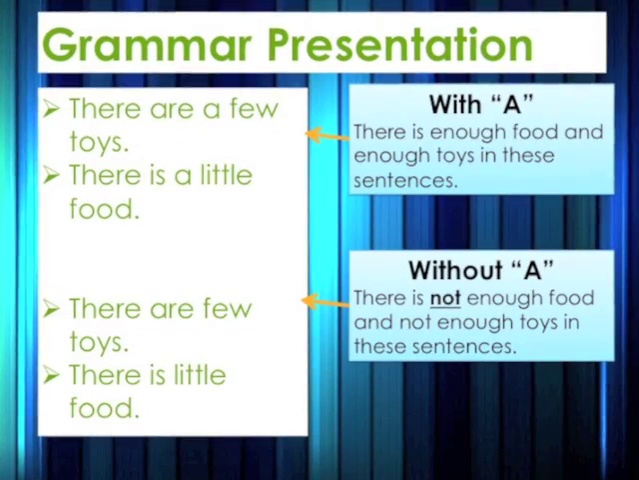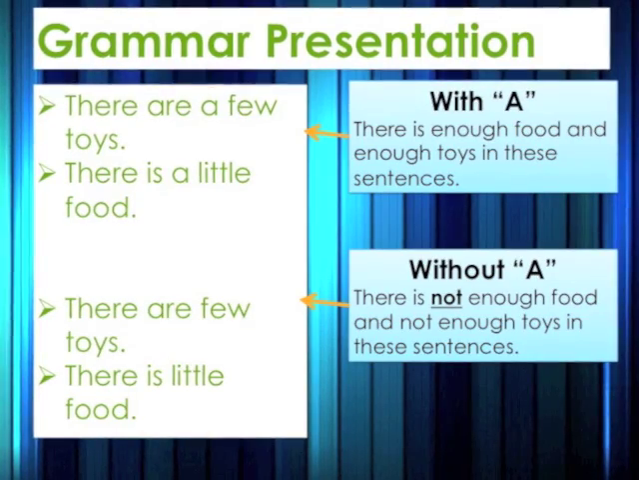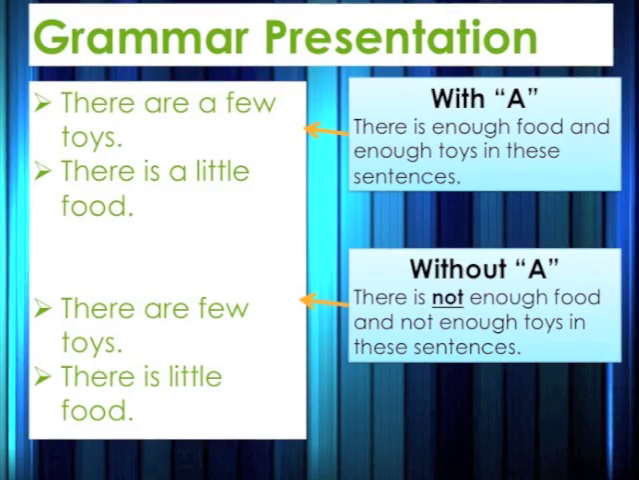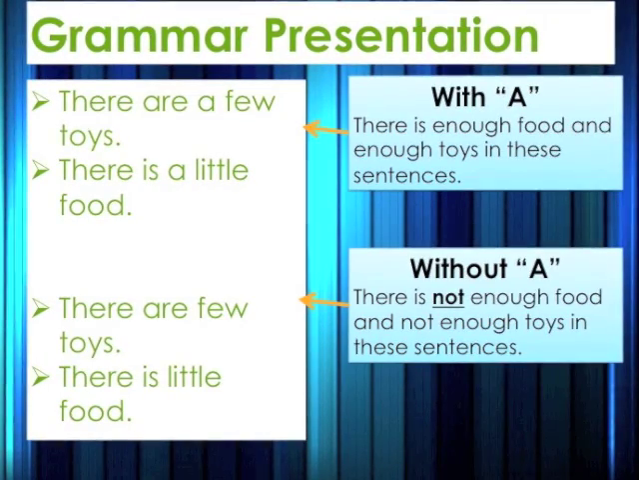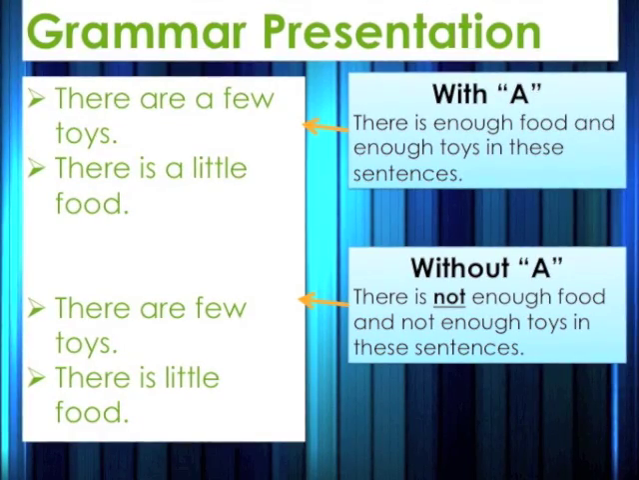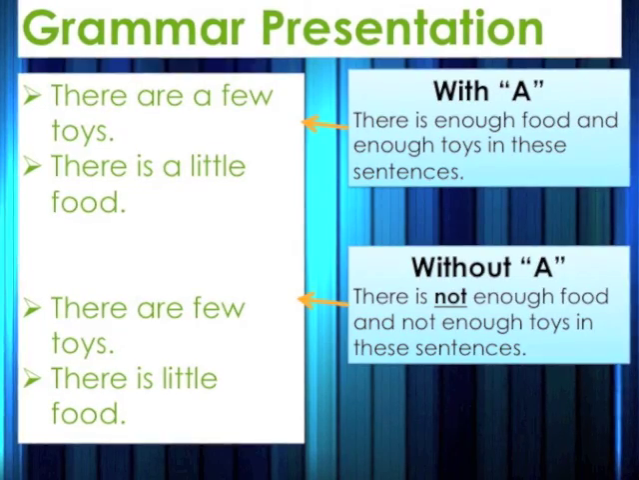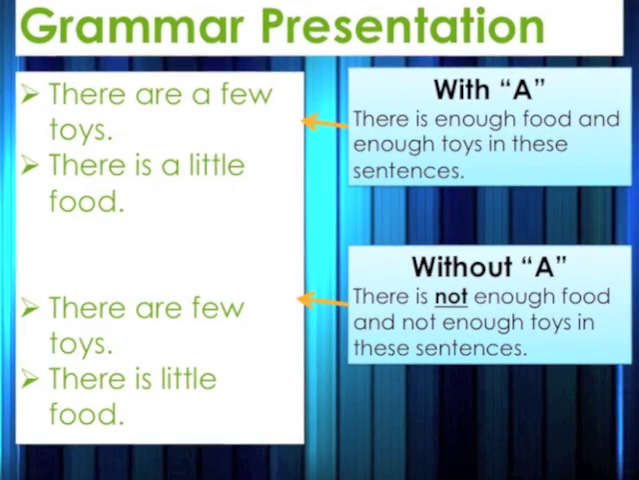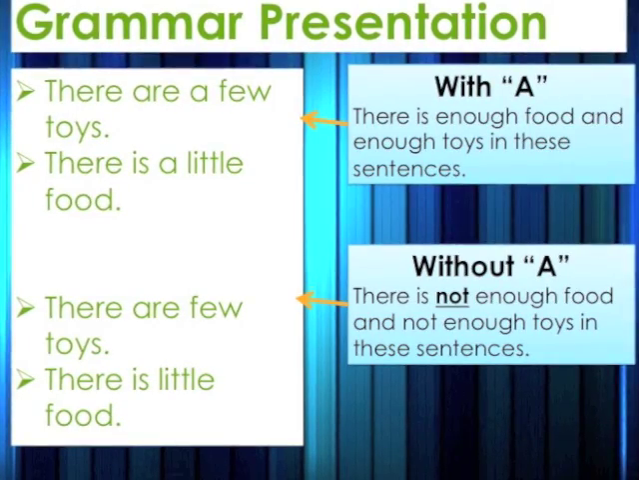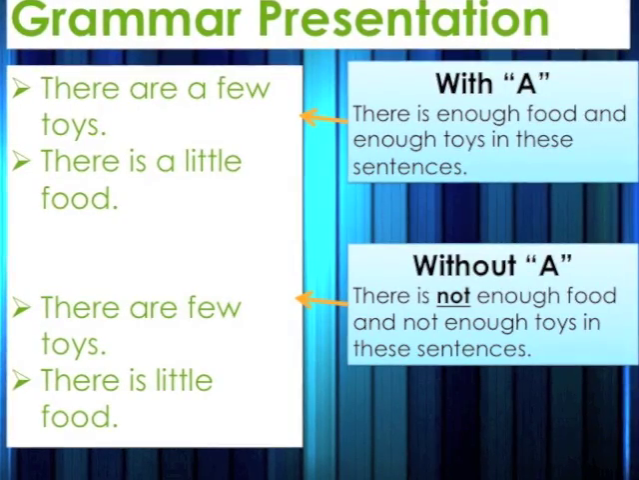Sometimes English is really tricky, and little words like articles can make a big difference in terms of the meaning. Let's look at these examples. If you have the word a, there is enough food and enough toys in these top sentences. There are a few toys, there is a little food. But if you don't have the a, there's not enough food or there's not enough toys in these sentences. There are few toys, there is little food. I know this is tricky and hard.